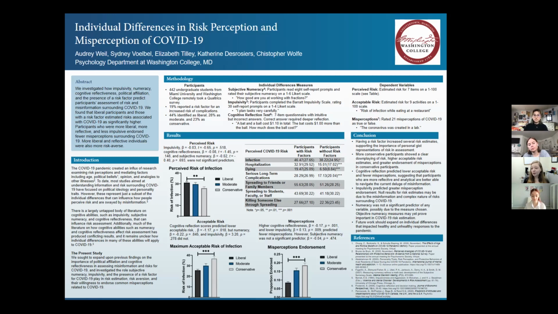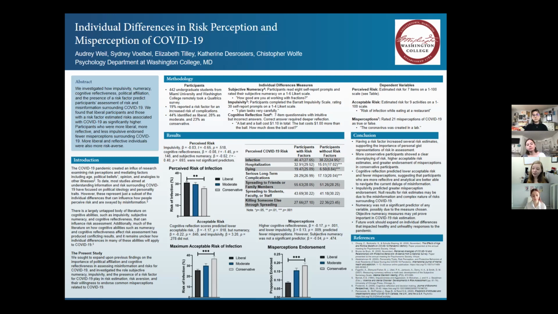Lastly, looking at perceptions or misperceptions, we have a significant effect of cognitive reflectiveness again, suggesting that participants who are more reflective tend to be better able to navigate a lot of the misinformation. They're less able or less willing to endorse misperceptions. Similarly, we see an effect of impulsivity, where participants who are less impulsive tend to be better able to navigate that information as well, so they endorse fewer misperceptions.